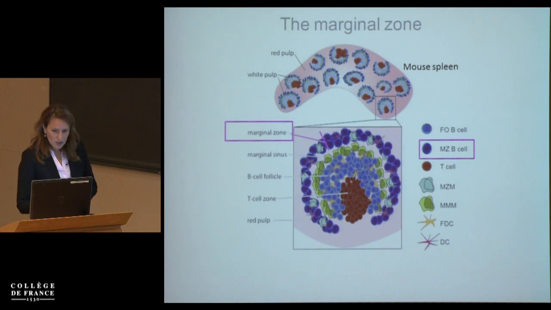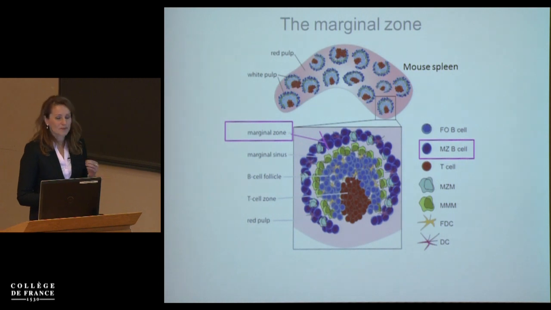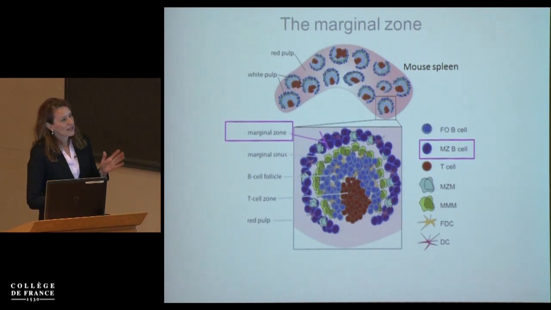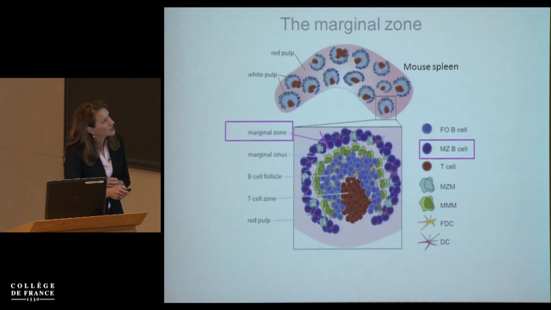So the name marginal zone B cells means that they are present in the marginal zone. And what is the marginal zone? Well, this is a sketch of a mouse spleen, and here you have the follicles. And this is then enlarged here.